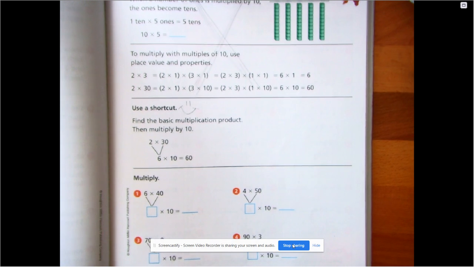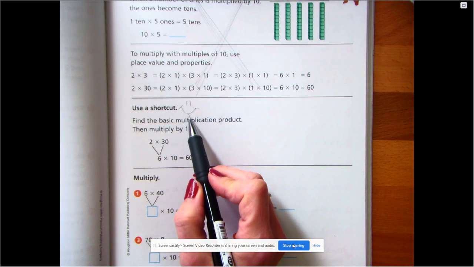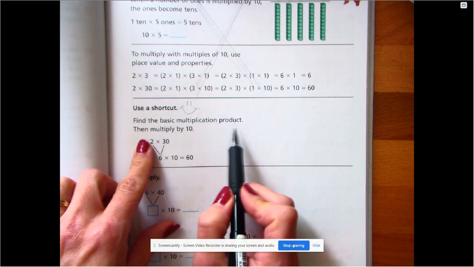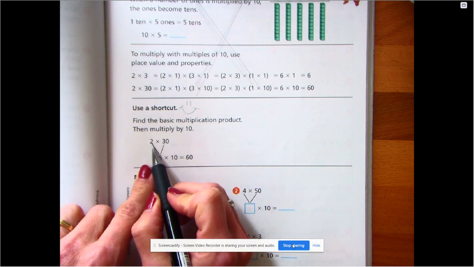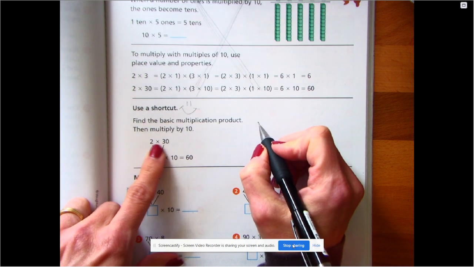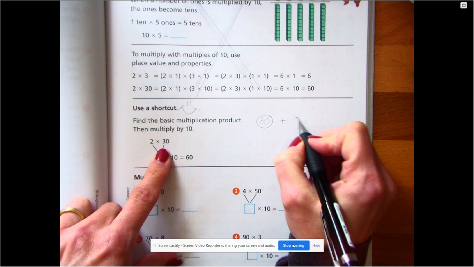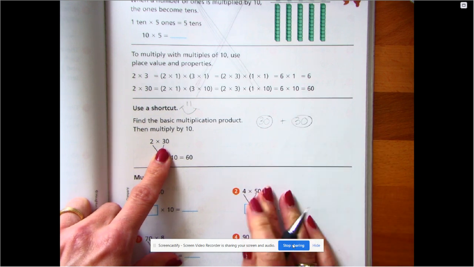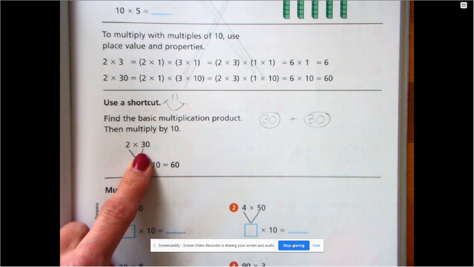Okay, so the first thing I did was put a smiley face here because we like shortcuts, but we also need to understand why we're taking that shortcut. Right, so we're going to find this basic multiplication product. Here's a problem, 2 times 30. What that really means is we have two groups of 30. Here's a group, and here's another group. We know that multiplication is just repeated addition. So we have two groups of 30.